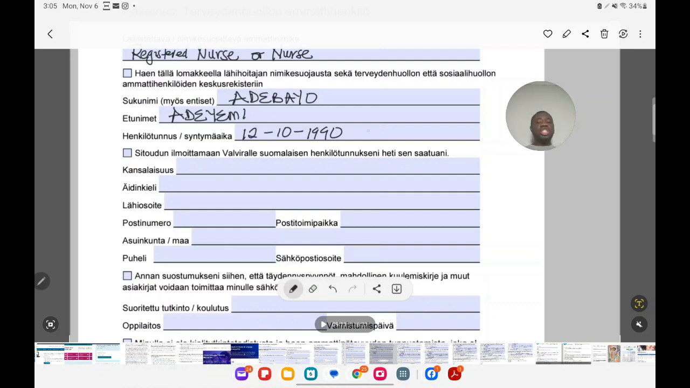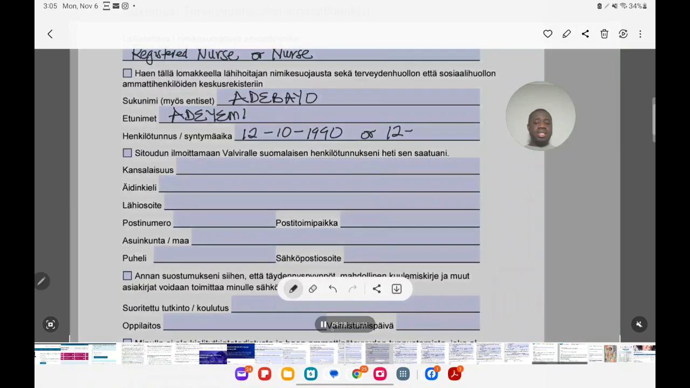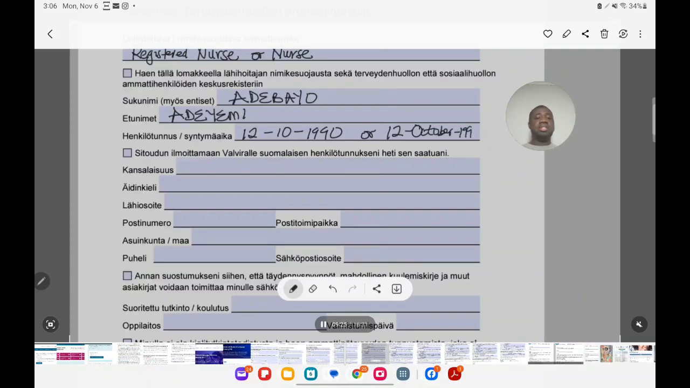Because this one may cause some confusion, you may think that 12 is talking about day or month. So nobody knows if that 12 is referring to month or day, or if that 10 is referring to month or day. So the best thing to do is to write the month in alphabet, like we do here now. Yeah, so 12 October 1990. So that is about that.